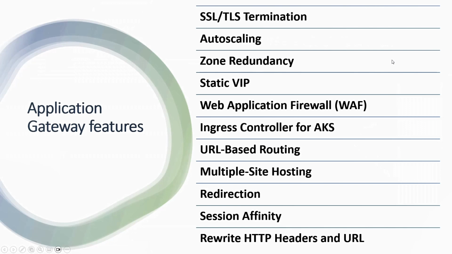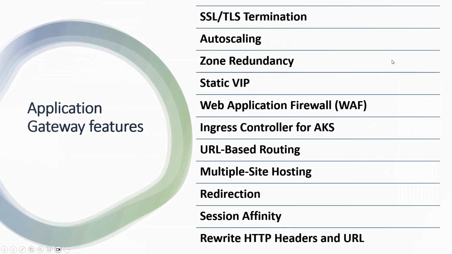Third one is zone redundancy. Application Gateway is a regional service. So that means for the case of high availability and fault tolerance, you need to deploy Application Gateway in multiple regions. However, after the support for Azure availability zones, now the high availability and the fault tolerance can be provided by distributing the Application Gateway instances across different zones.